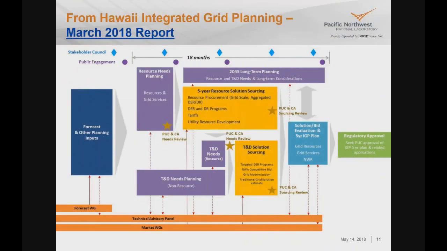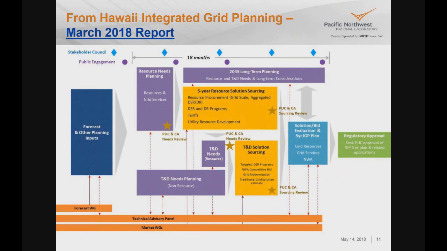This is another big complex chart here, but it's from Hawaii's recent March 2018 Integrated Grid Planning Report. And I don't want to go too much into this other than to say, forecasting is the blue box on the left. So forecasting and other inputs feed into both resource planning needs as well as transmission and distribution planning needs. And then there's a 5-year resource solution sourcing and transmission and distribution sourcing, feeding into solicitations or bids, evaluation for a 5-year integrated grid plan, and then finally regulatory approval.